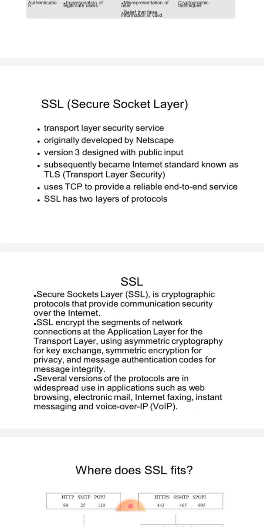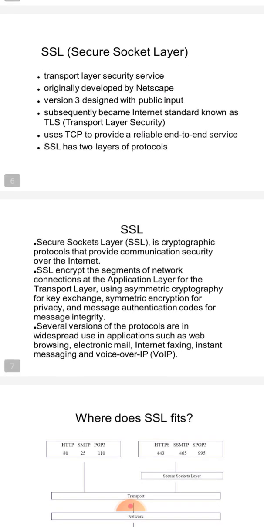Symmetric encryption means the sender and receiver are both using the same key. And message authentication code means the receiver can confirm that the message was received from the original authorized person. That is the message authentication. Several versions of the protocols are widely used in applications such as web browsing, electronic mail, internet faxing, and instant messaging.